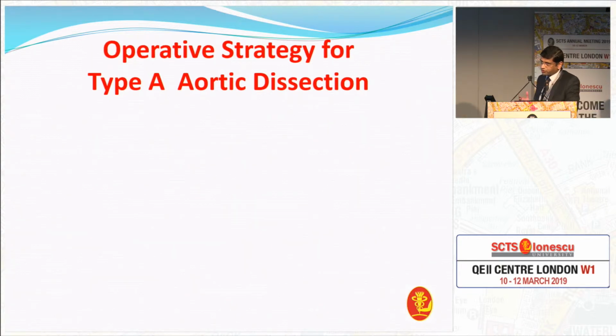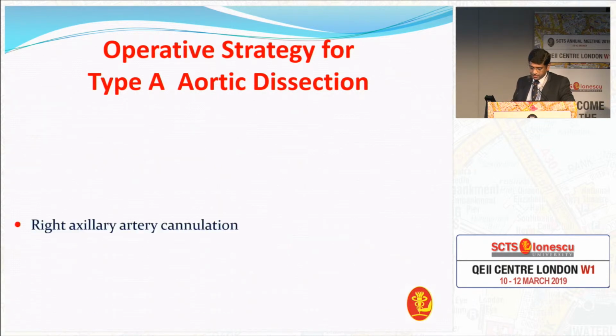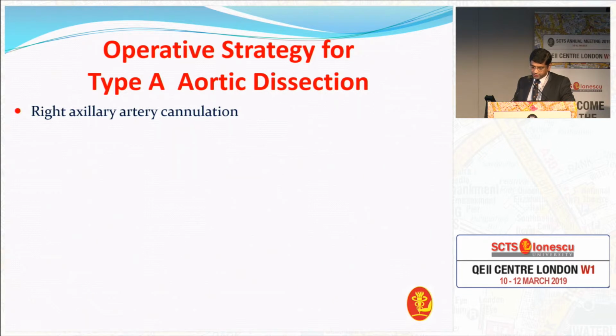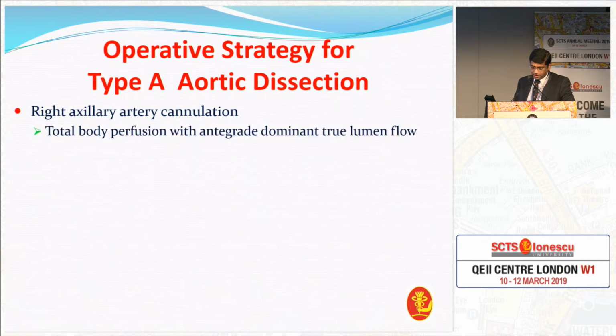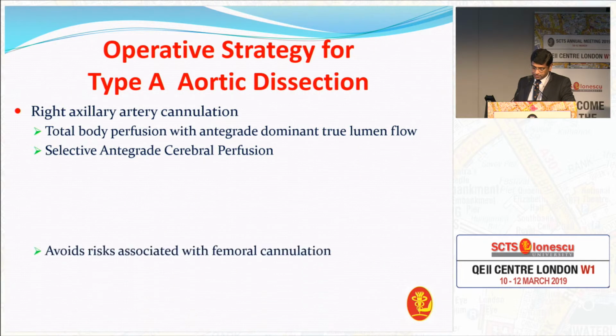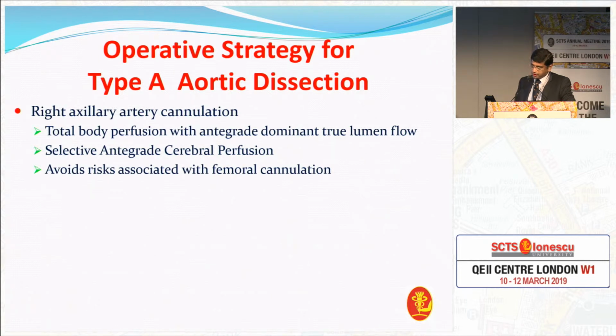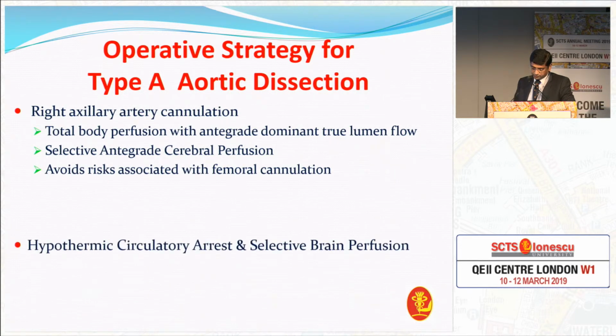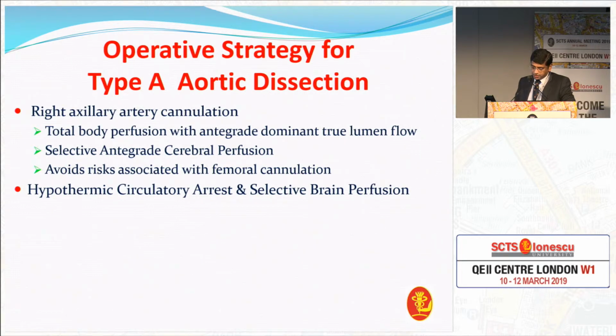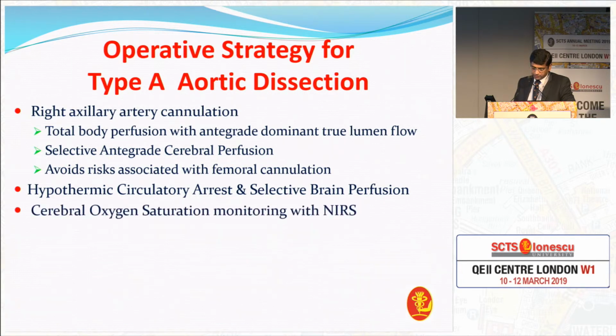So, operative strategies. Obviously, different people have different ways of doing things. I certainly have my own way. I prefer the right axillary artery for cannulation. This allows total body perfusion with antegrade dominant true lumen flow, and facilitates selective antegrade cerebral perfusion, and avoids the risks associated with femoral cannulation. I use hypothermic circulatory arrest and selective brain perfusion, coupled with cerebral oxygen saturation monitoring using near-infrared spectroscopy.